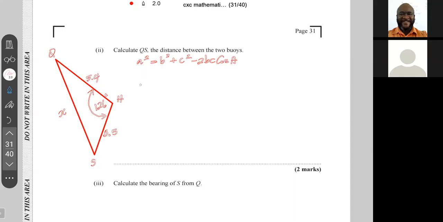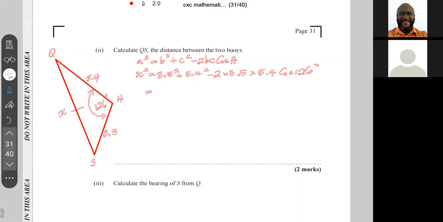So in this formula, a is the side opposite the included angle, which is x. So this is x squared. b and c are the other two sides. So this is 3.5 squared plus 5.4 squared minus 2 times 3.5 multiplied by 5.4 times the cosine of 126 degrees. So I put that in. I'm just going to put all of this in my calculator now and press equal.